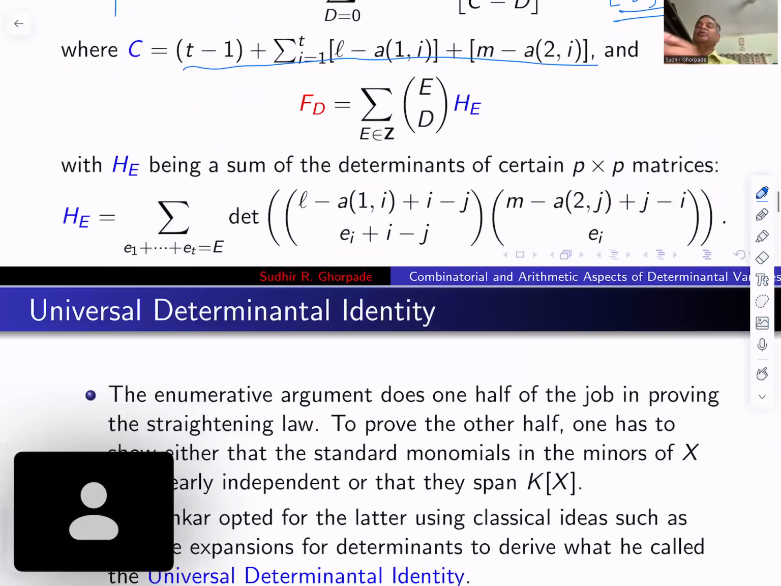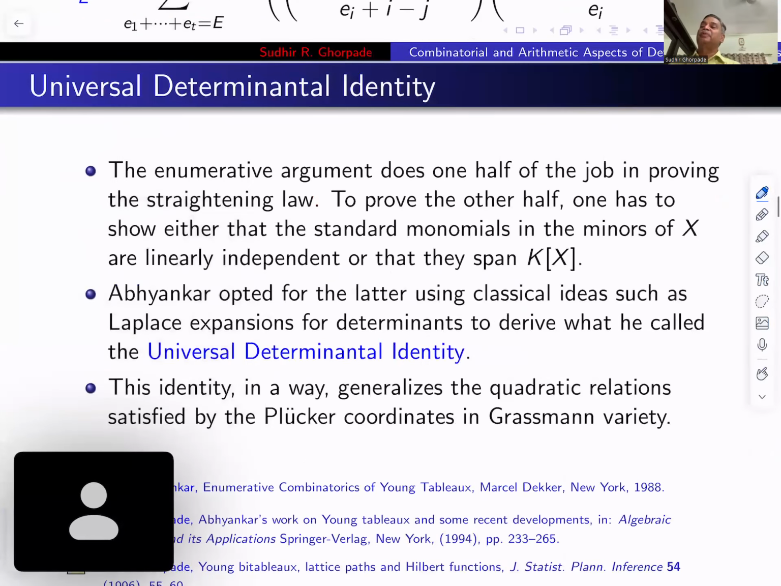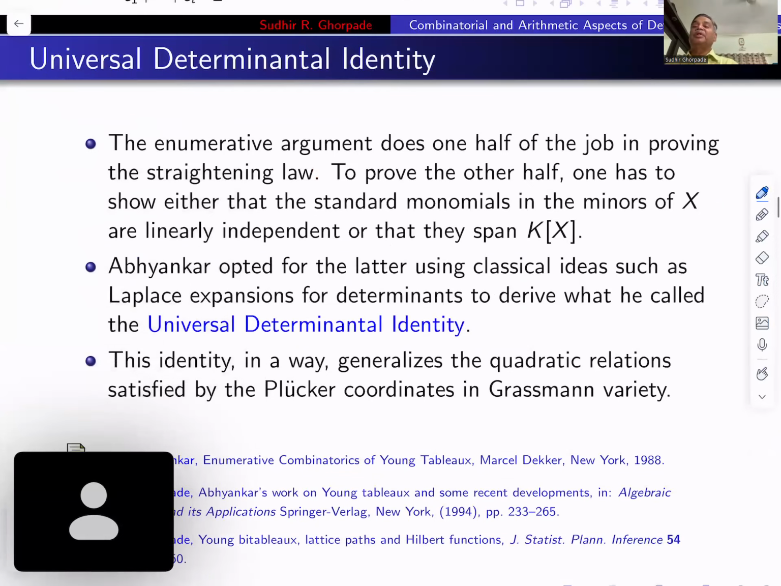And then he needed to prove one of the two things, linear independence or generation. So he proved that they generate, or they span, the vector space of polynomials, and he used some classical ideas here like Laplace expansions and many generalizations of this to get what he called the universal determinantal identities.